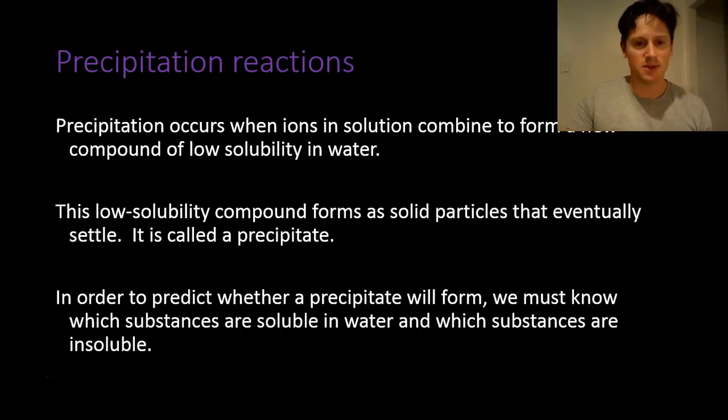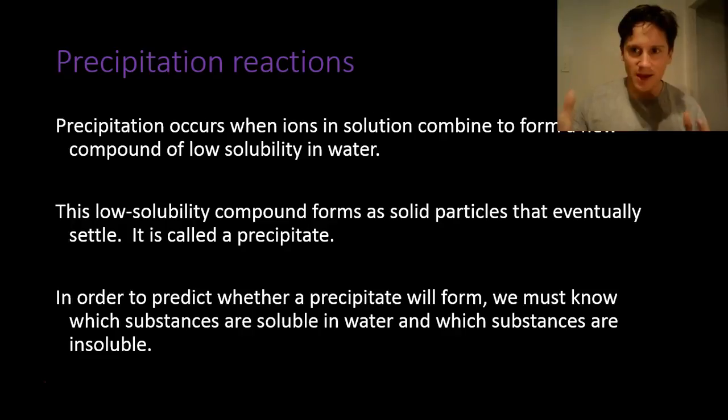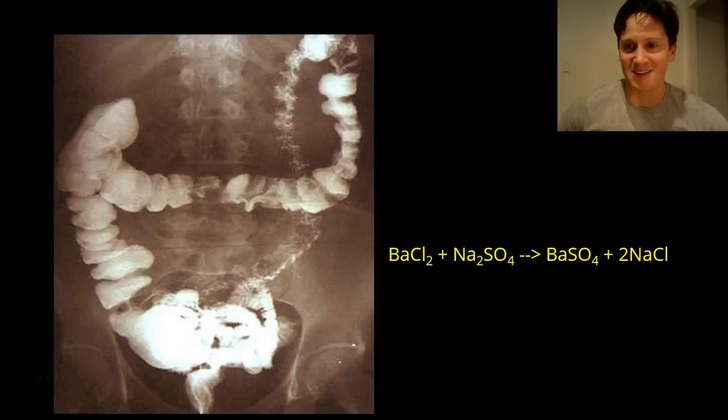So what we want to do is to be able to predict in a chemical reaction what that precipitate is going to be, okay? And that prediction is really useful in chemistry. So in order to predict whether a precipitate will form, we need to know which substances are soluble in water and which substances are insoluble. So I can hear you right now, you're screaming at the computer saying, Mr. Peluso, how on earth am I supposed to know which substances are soluble and which substances are insoluble? That's a fantastic question. I'm glad that you asked.